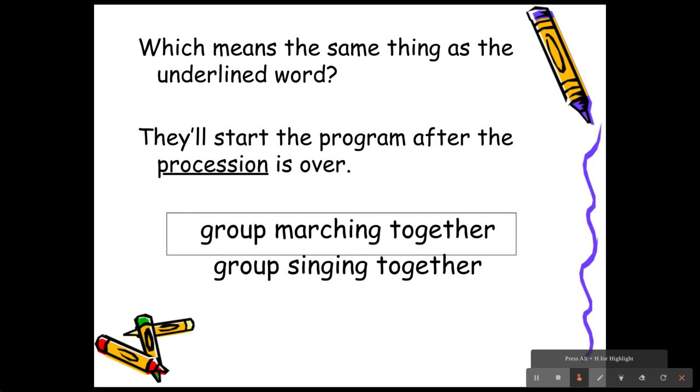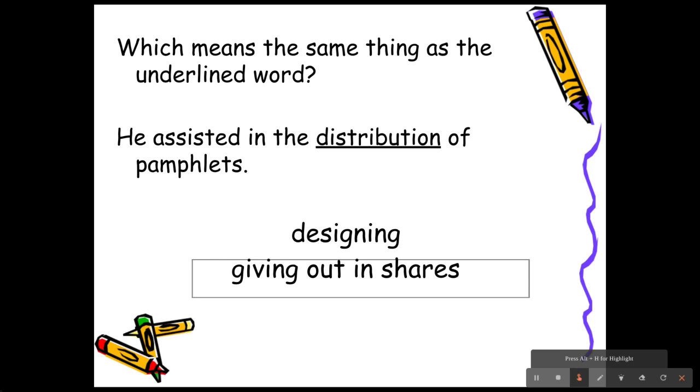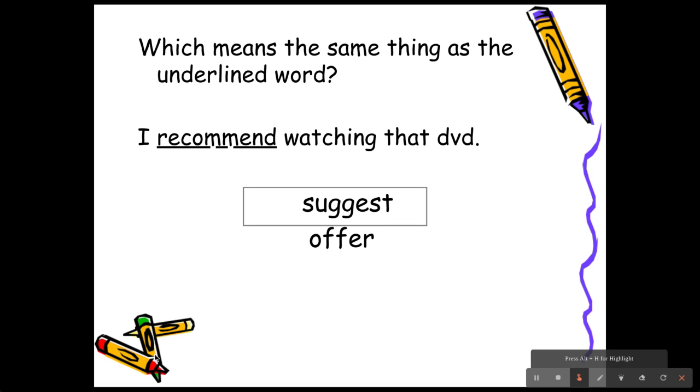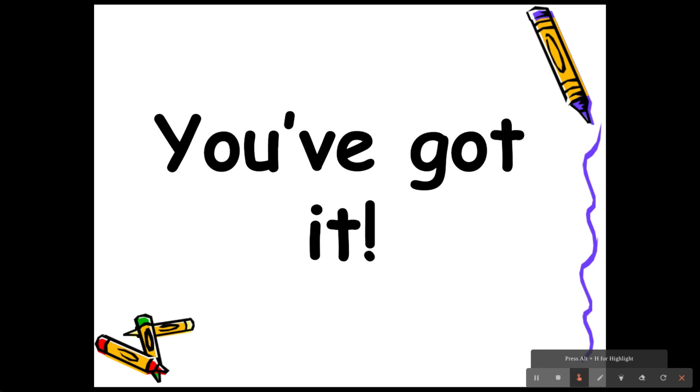They'll start the program after the procession is over. A procession is just a group marching together. He assisted in the distribution of pamphlets. Distribution means giving out. And if you don't know what a pamphlet is, it's like a little mini book, like a magazine. So he assisted in the giving out of the pamphlets. I recommend watching that DVD. If you recommend something, you liked it, and you are suggesting somebody else does it. You have got it. Good job, guys.